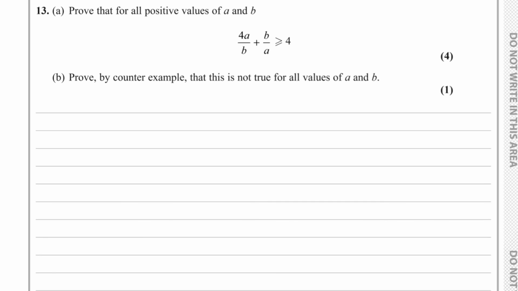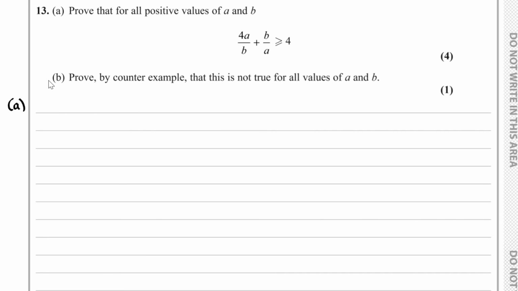Question number 13. For part A, we have to prove that for all positive values of a and b, 4a over b plus b over a is greater or equal to 4. Now this is actually quite difficult. Whenever you face a problem like this, I recommend that you sort this bit out and then work backwards. What I mean by that is, if we play around with this to end up at a final step, we can then work backwards from that final step. And we can do this on the side.